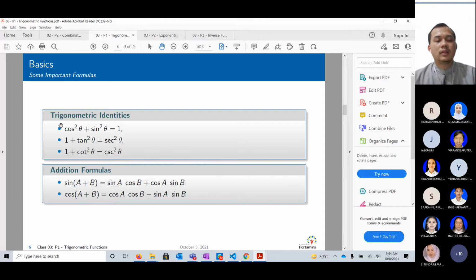Let's say if we divide the first one, both the left-hand side and right-hand side of the equality, by cosine squared of theta, we will get the second identity. If we divide the first identity by sine squared of theta, we will get the third identity.